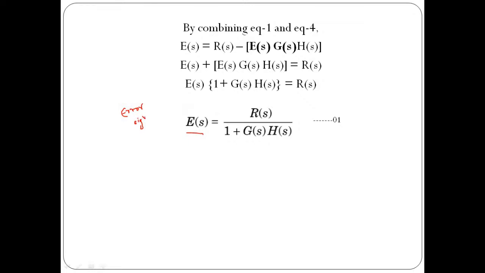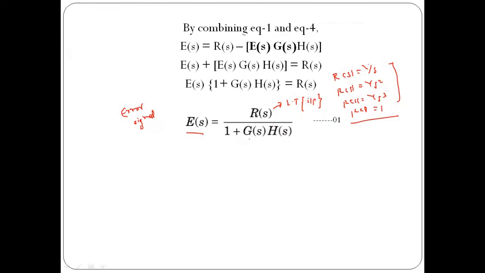Error signal E of S is nothing but R of S divided by 1 plus G of S into H of S, where R of S indicates the Laplace transform of input. It may be step, it may be ramp, it may be parabolic, or it may be impulse. For example, if it is step, R of s is going to be 1 by s. If it is ramp, it will be 1 by s square. If it is parabolic, it will be 1 by s cube. If it is impulse, it will be 1. So these things you have to remember.